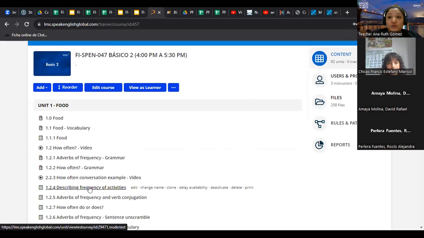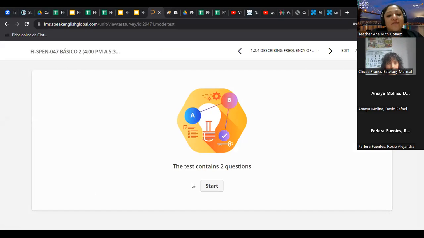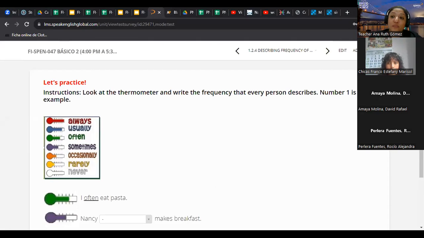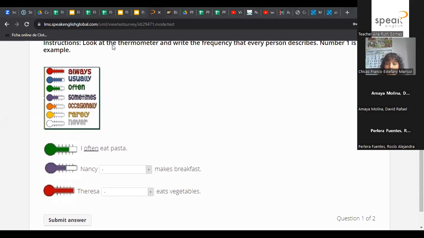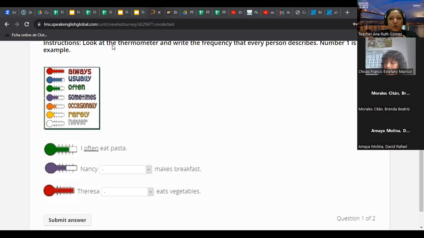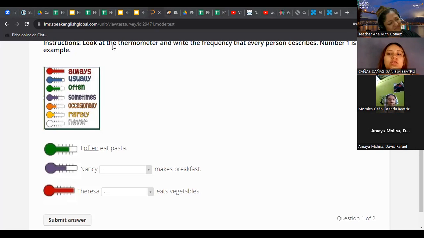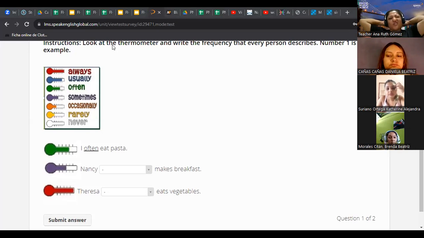Now, what we're gonna do right now is we're gonna do a little exercise from the platform, right? Remember that yesterday we were practicing with some adverbs of frequency. Now, pay attention to the chart. Can you see the screen? Yes? All right, now pay attention to the chart. We have different colors. For example, red color represents which word? Always. Very good. Blue color represents? Usually. Very good. All right. What about with the green color?